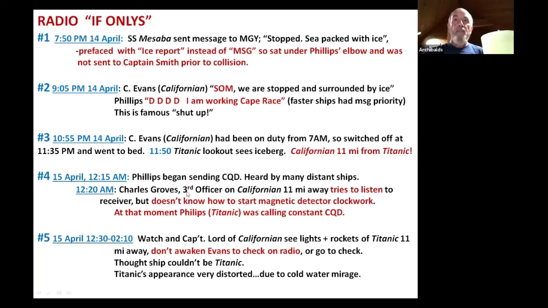Now, the third officer on the Californian was just a third officer. He wasn't a radio operator, but he was fascinated by radio, and he used to go down when he was off duty and watch Evans operating. So he wandered down and they could actually see the Titanic's lights 11 miles away. And then the Titanic started sending up rockets. So they got the captain up, but he said, "Oh, they're just a passenger ship and they're having a party over there or something."